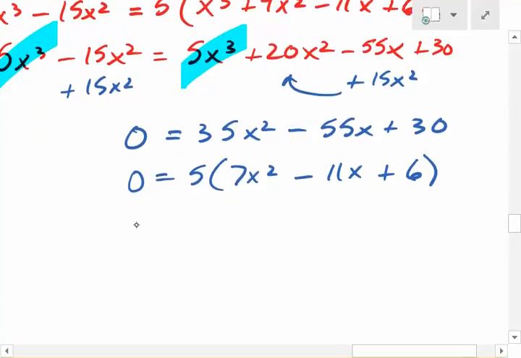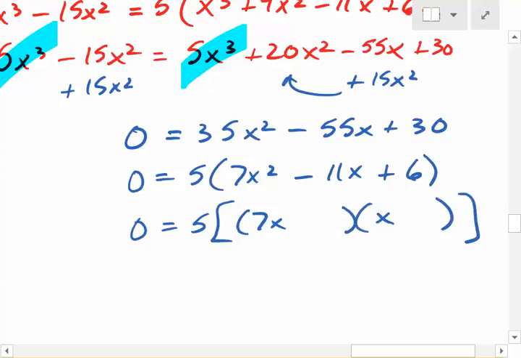So if we want to factor this, we end up with 0 is equal to 5 times, we know it's going to be 7x and x, right? But now we have to be really careful. Isn't it 7 minus? Minus what? Minus 2, and maybe minus 3. It's got to be both negative, right? So what would that be?